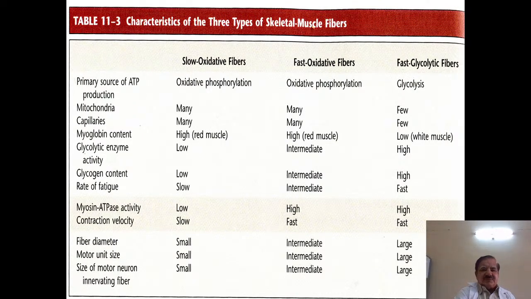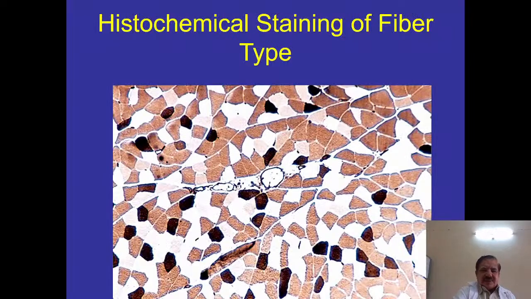Characteristics of three types of skeletal muscle fibers. This you know very well. We have finished it. Chemical staining you will come to know in histology, that is in anatomy.